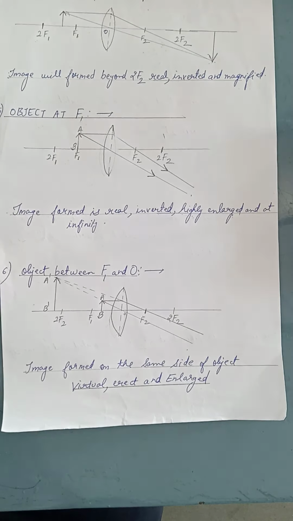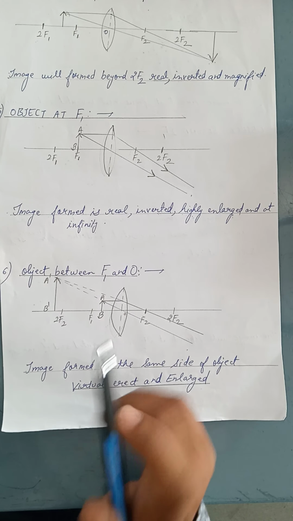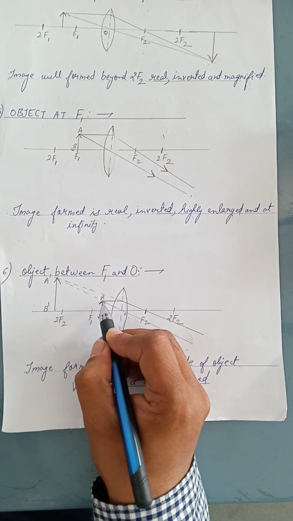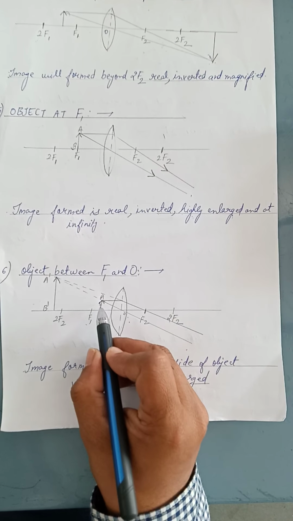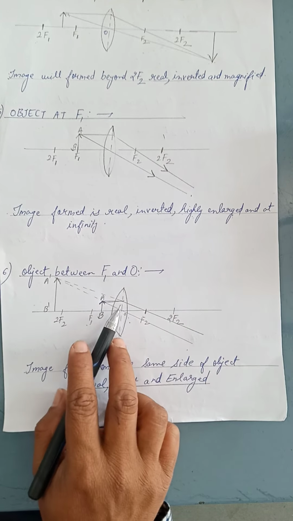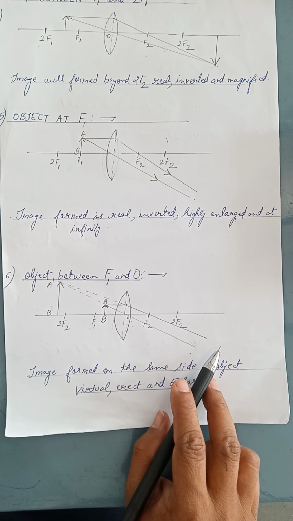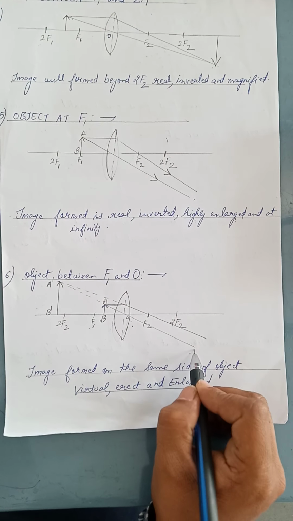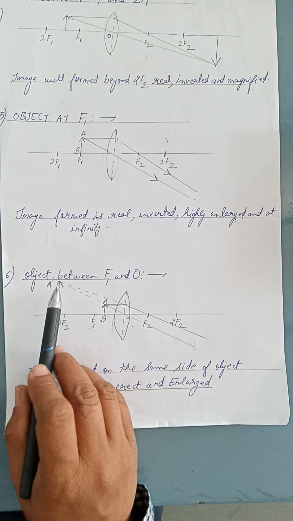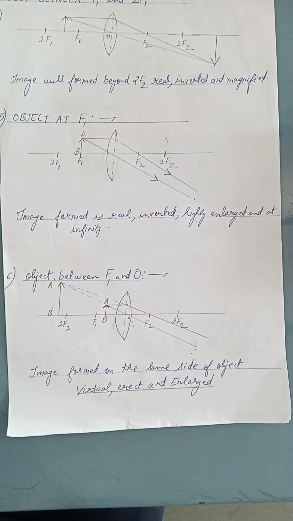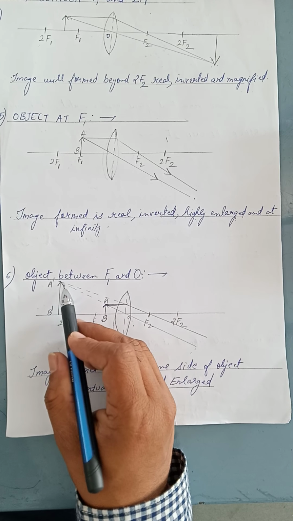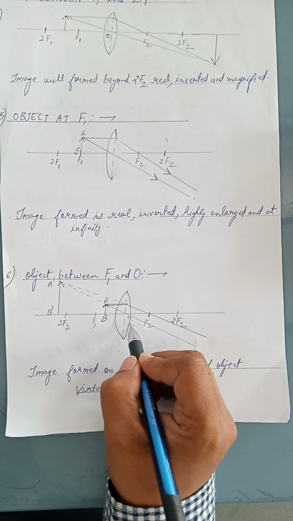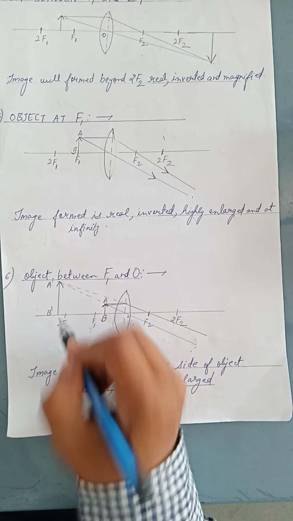Now the next case is where the object is between f1 and O. This is f1 and this is O. The object is between f1 and O. So when the ray strikes and passes through refraction, it passes through the focus, and another ray comes through the optical center. Actually the rays are not meeting, but they appear to meet on the same side of the lens, on the same side as the object, where the image is. So in this case, when the object is kept between f1 and O, you are getting a virtual and erect image.